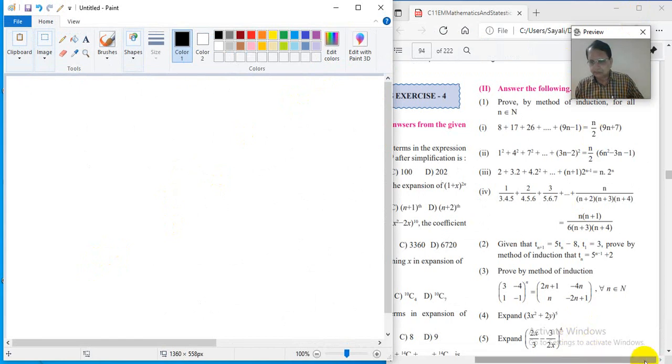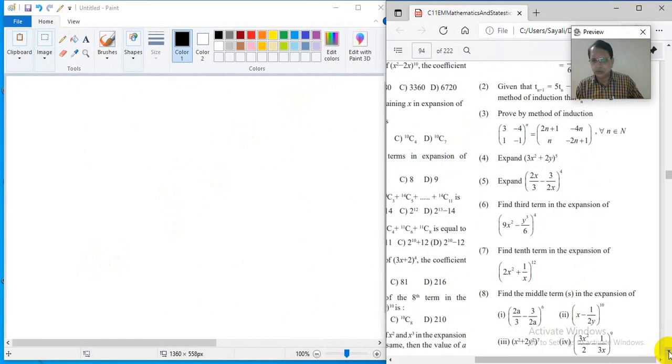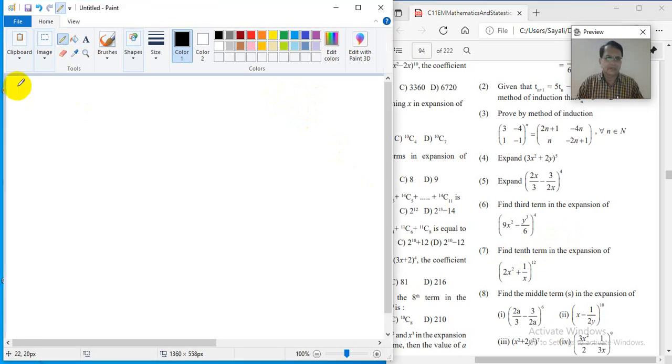Now we can do some more problems. See, this we will do, 7th problem we will do. What is that? Find the 10th term. See here, find the 10th term in the expansion of... So problem number 7 from miscellaneous exercise. What is asked? You have to find T10, the 10th term in the expansion of (2x squared plus 1 upon x) raised to 12. Okay.